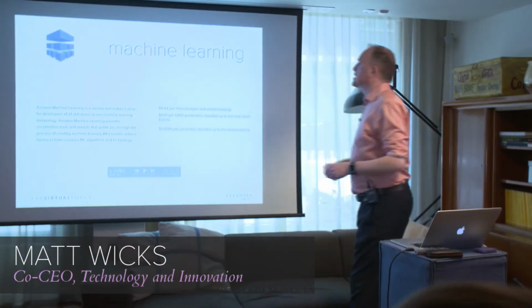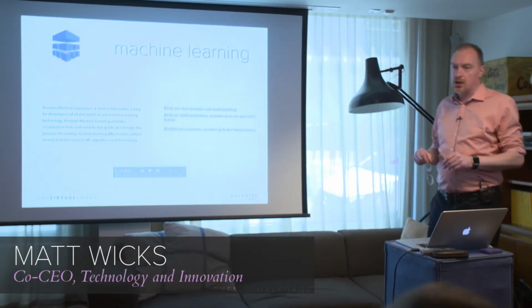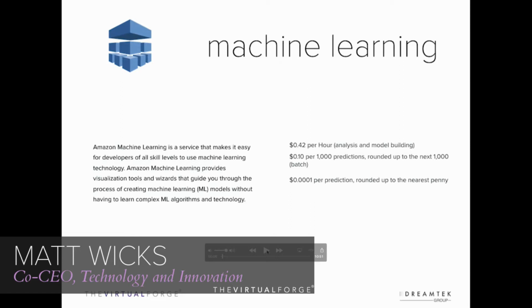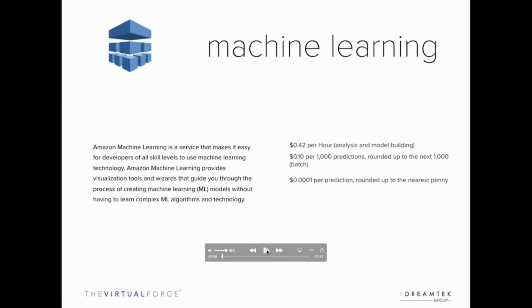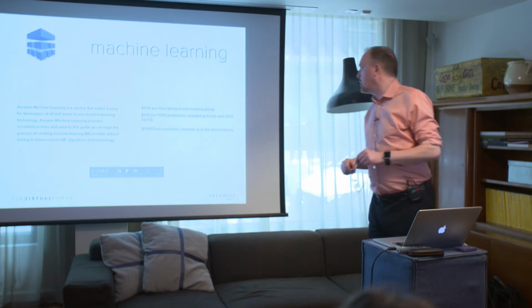So machine learning is a service that makes it easy for developers of all skill levels to use machine learning technology. Actually, you don't even need to be a developer to use it, as you'll see. Amazon Machine Learning provides visualization tools and wizards that guide you through the process of creating machine learning models. Cost is 42 cents per hour, 10 cents per 1,000 predictions, and 0.00001 per prediction. Okay.